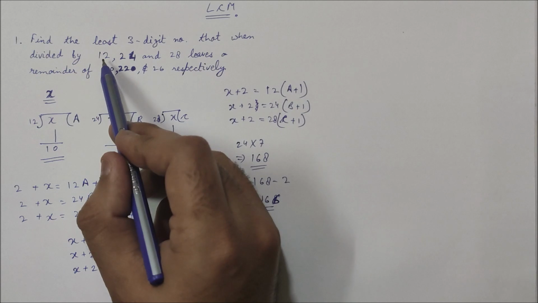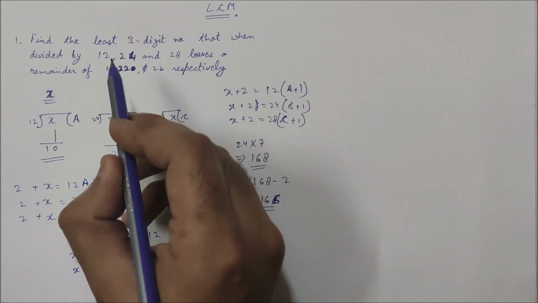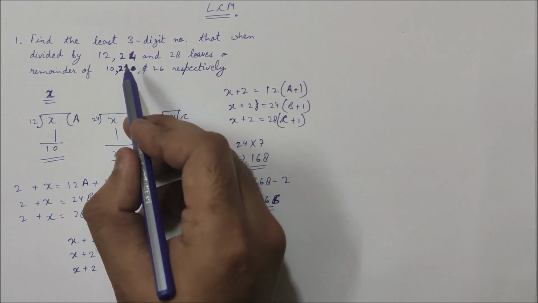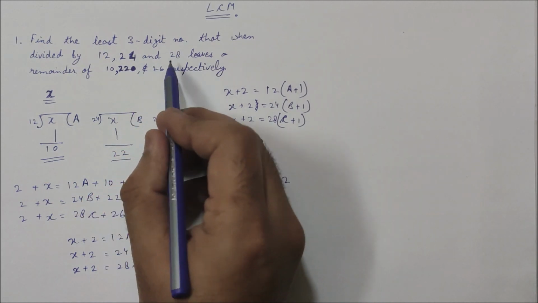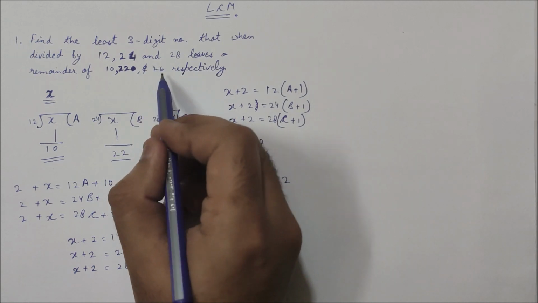When the number is divided by 12, I get a remainder of 10. That is just 2 less than 12. If it is divided by 24, I get a remainder of 22. Again, it's 2 less than 24. When it is divided by 28, again 2 less than 28 is the remainder.